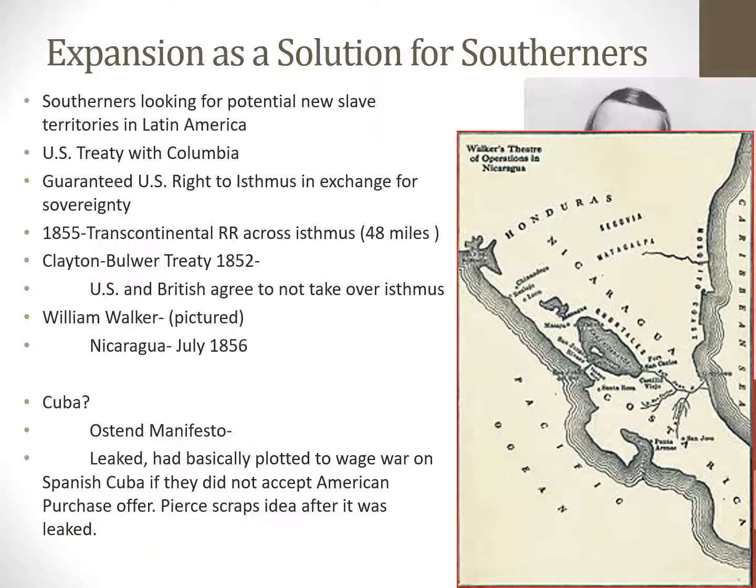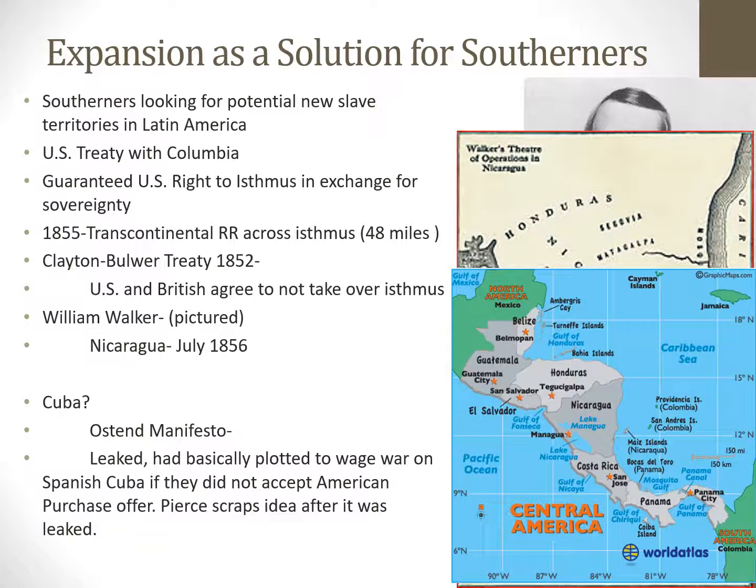These were all attempts to insulate the southern section, which really defined itself through the institution of slavery. Here's another image, Central America. You can see where Nicaragua is.